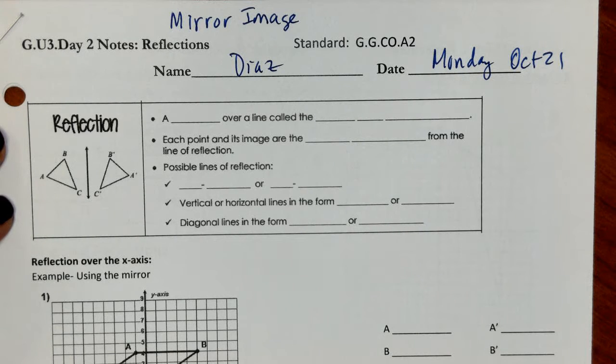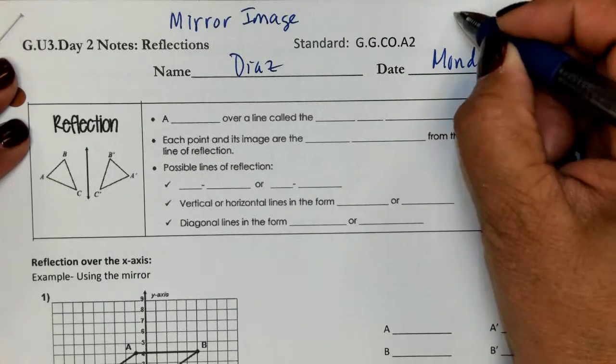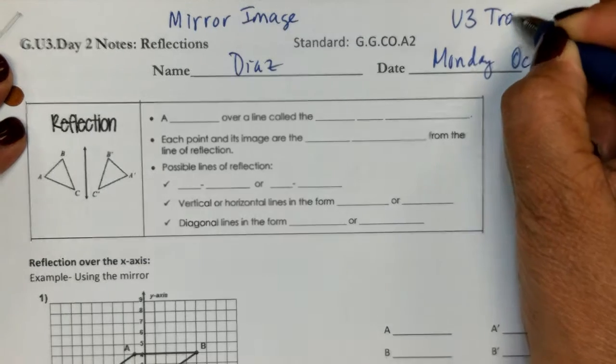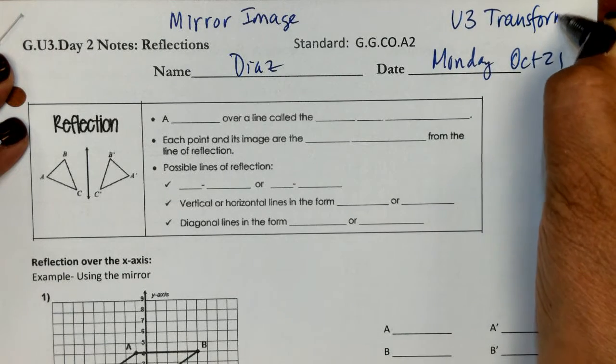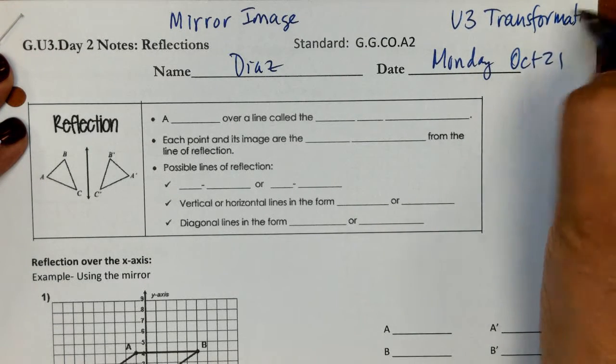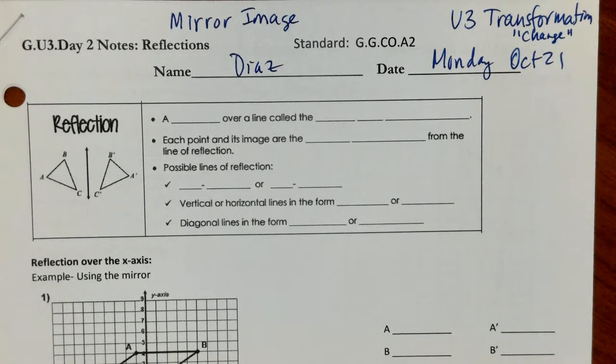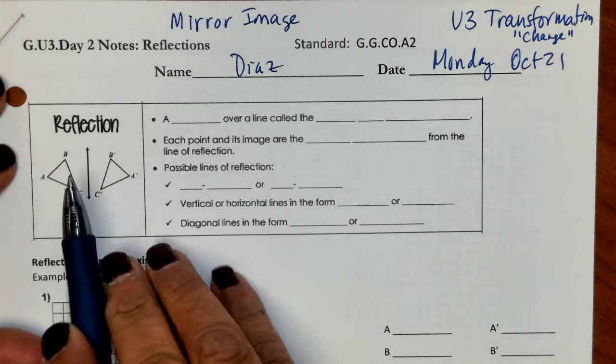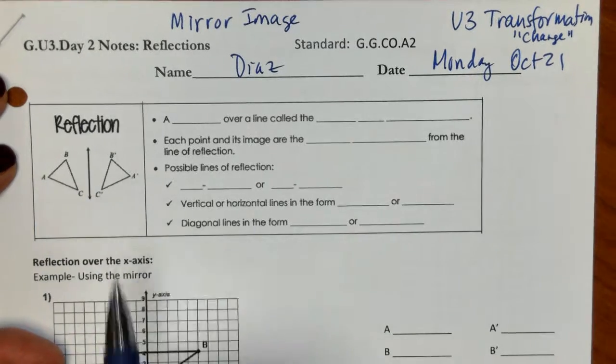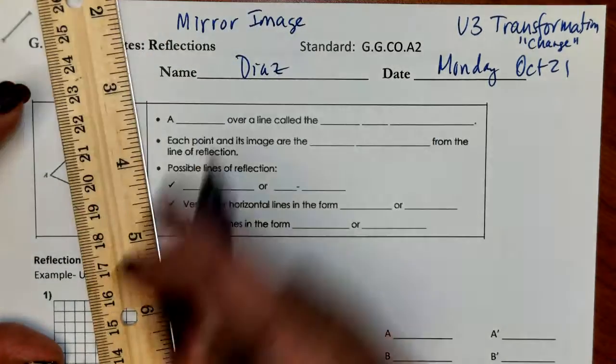The new term today: yesterday we learned about translations, today reflection. This is another Unit 3 transformation. Remember on Friday we told you transformation meant change. We're changing the shape. So translation, we were sliding or moving it. Reflection means that we're going to do a mirror image across a line of reflection.